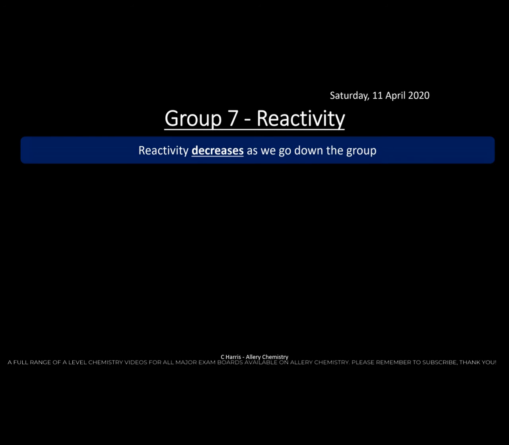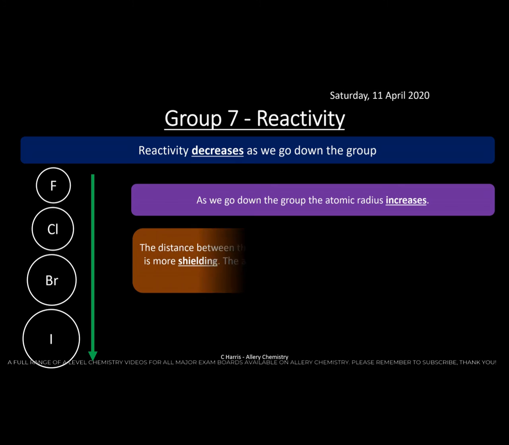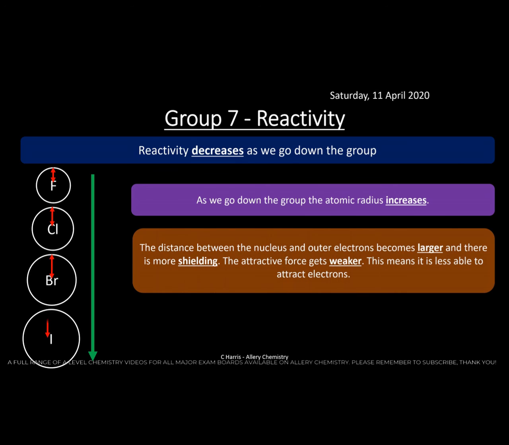So they're quite versatile. So the reactivity. Basically, they become less reactive as we go down the group. So this is the opposite to group 2, but the explanation is the same. So as we go down the group, the atomic radius increases, and you can see that there. So what this means is that the distance between the nucleus and the outer electrons becomes larger, okay?